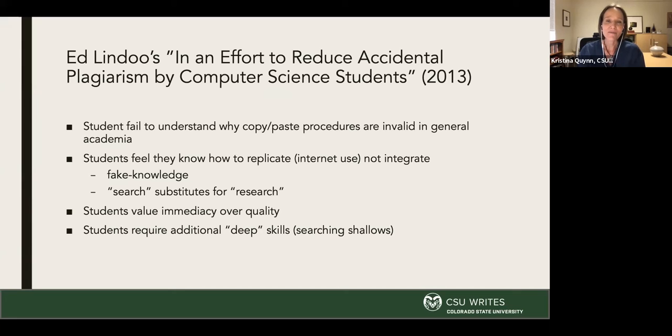So in computer science, again, I mentioned an effort to reduce accidental plagiarism, where students fail to understand why and they just copy and paste, or where they know how to replicate and use internet sources, but they don't know how to integrate it well. Or they value immediacy over quality and need additional deep skills. And I would say that most of this study is specifically talking about undergraduate work, but I think as graduate students, there are elements that transfer over, in particular, the student value for immediacy over quality, as well as the students requiring additional deep skills.